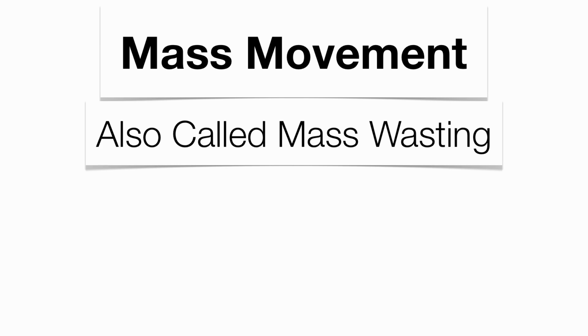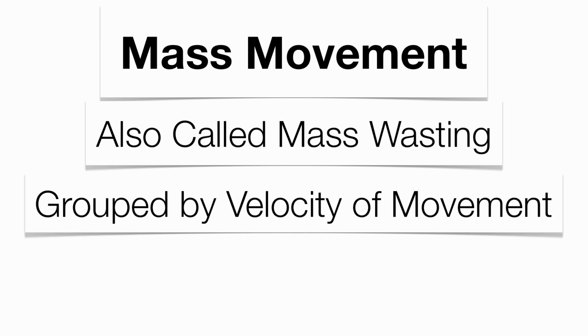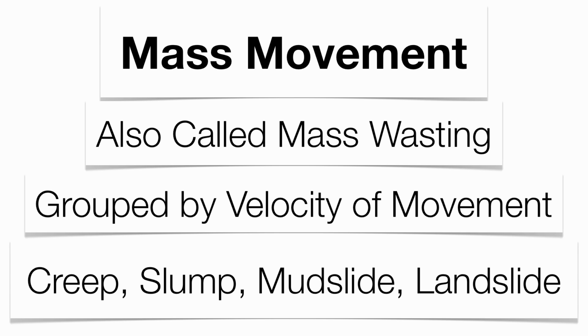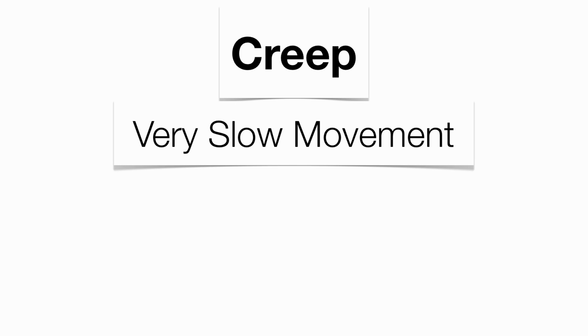Now sometimes mass movement has another name. It's called mass wasting. And all four types that we're going to talk about are all categorized by the velocity of movement with the soil. So we're going to talk about creep, slumps, mudslides, and landslides. So creep is going to be the slowest of all movement.